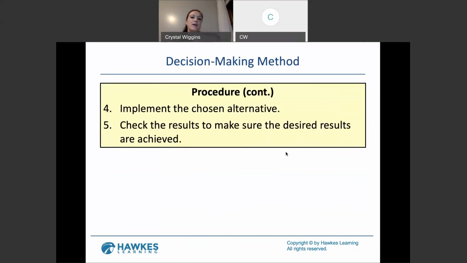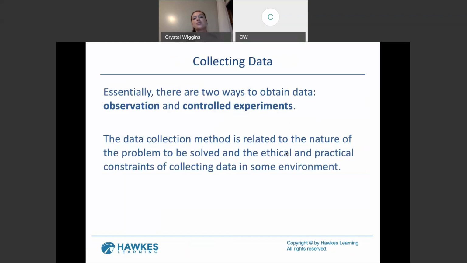So everything is about testing, gathering data, rechecking the data, making sure that we have statistical significance, that what we were trying to accomplish was completed. So essentially, there are two ways to obtain data. You either do an observational study or a controlled experiment.